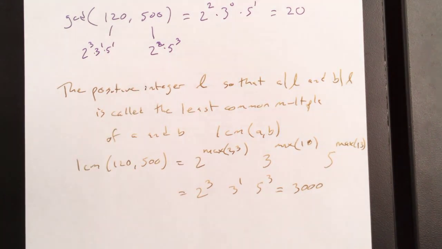What was 120 times 500? 120 times 500. 60,000. What's 20 times 3,000?